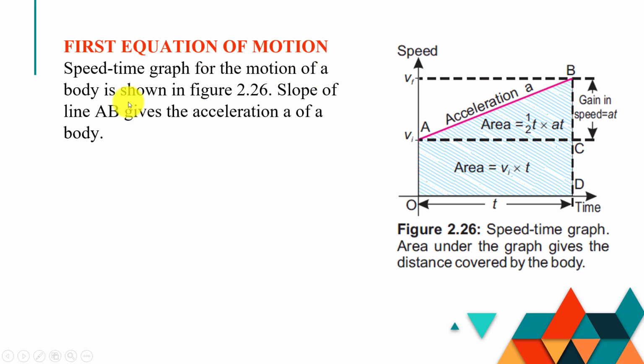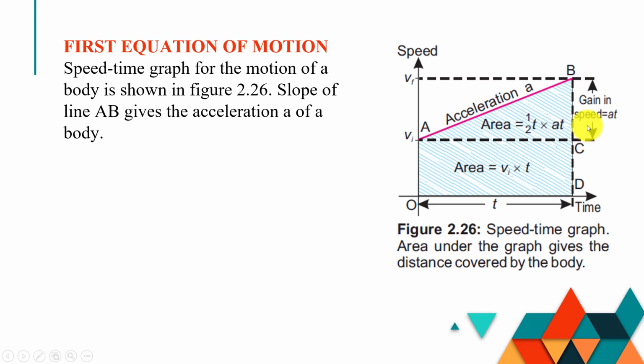Speed time graph for the motion of a body is shown in figure 2.26. As we have already discussed this, here O is the origin, the body is at point A. Here its velocity is vi, and after reaching point B, its velocity becomes vf, and along the x-axis we have taken time. Here we can label this point as D, this point as C, and this is B. Here this portion BC will give us the gain in speed.